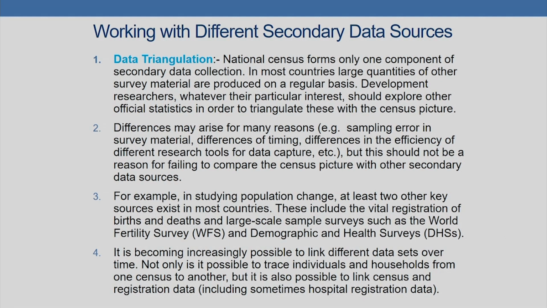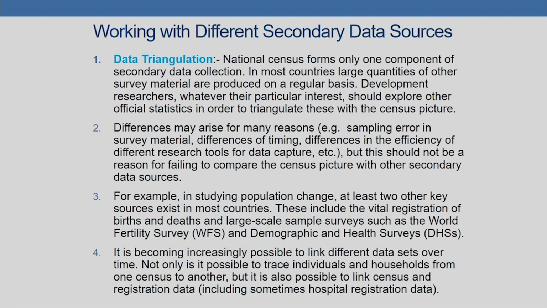Differences may arise for many reasons, for example sampling errors, differences of timing, survey material, efficiency of different research tools, etc. But this should not be a reason for failing to compare census pictures with other secondary data sources. There is ample literature in India, for example, which talks about the difficulties in comparing the different sources. However, as I have just mentioned, various tools and techniques and various analyses have come up which have helped us overcome these barriers of data comparison also.